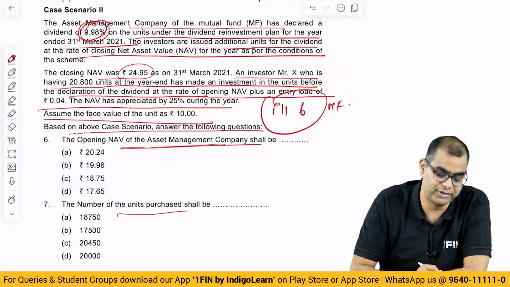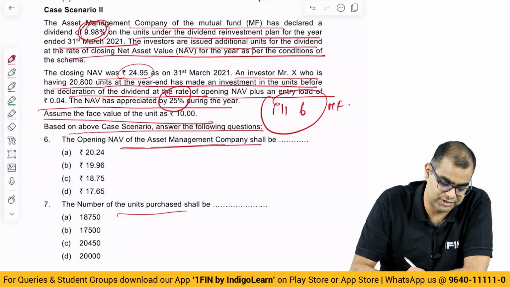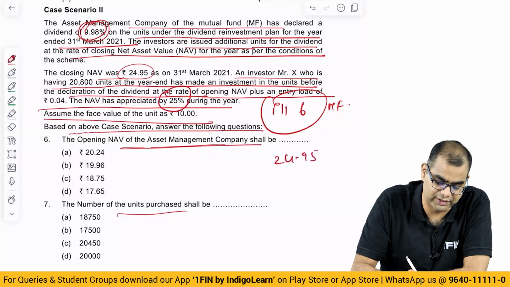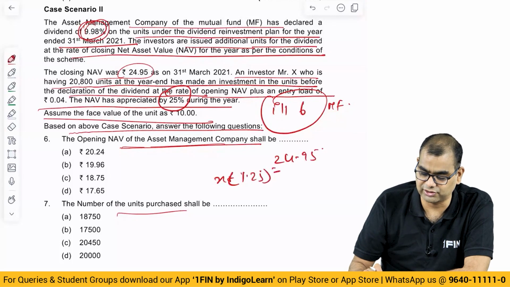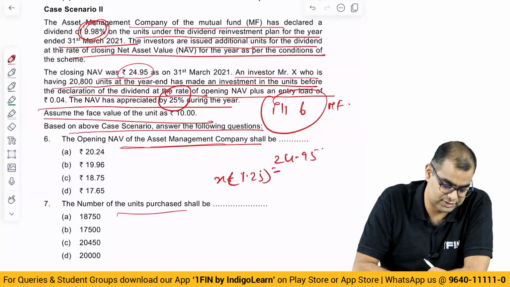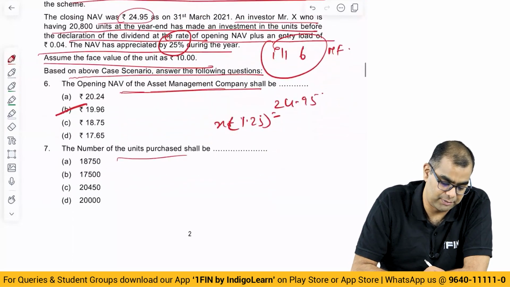Opening NAV. What is opening NAV? NAV is appreciated by 25%. What is closing NAV? 24.95. Opening is X, so X into 1.25 is equal to 24.95. So you just need to divide 24.95 by 1.25. 19.96 is the answer. Then the number of units purchased.